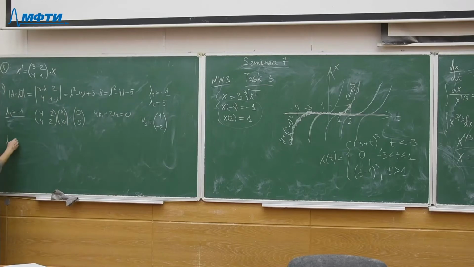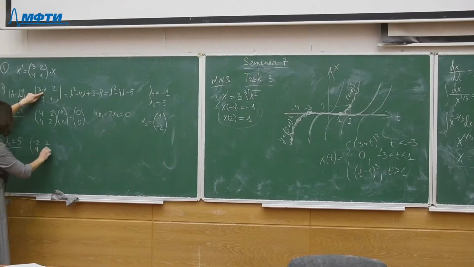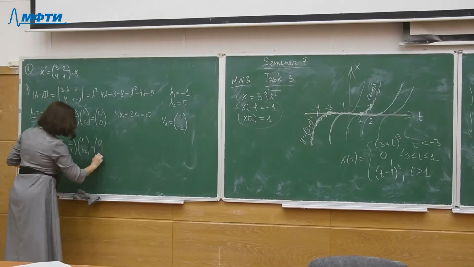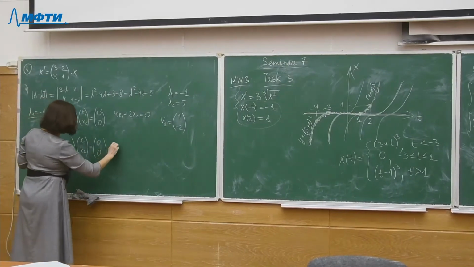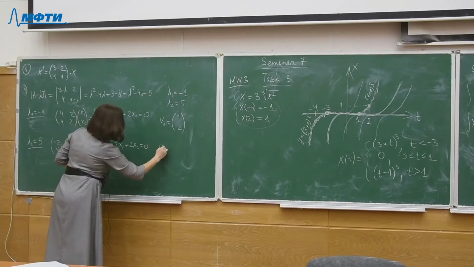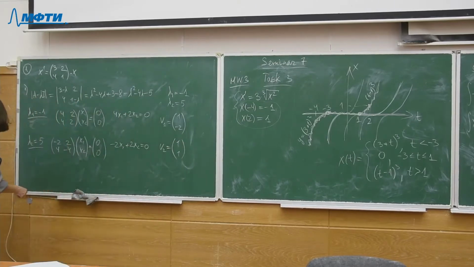Next, lambda 2 equals 5. Subtracting 5, we get -2, 2, 4, -4. So we have minus 2x1 plus 2x2 equals 0, and v2 is the vector 1, 1. Next, steps 2 and 3, to write the answer.